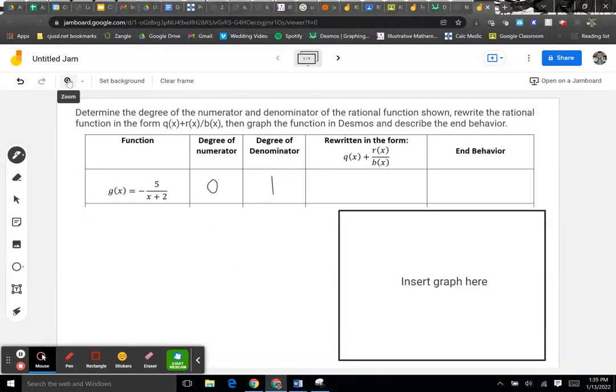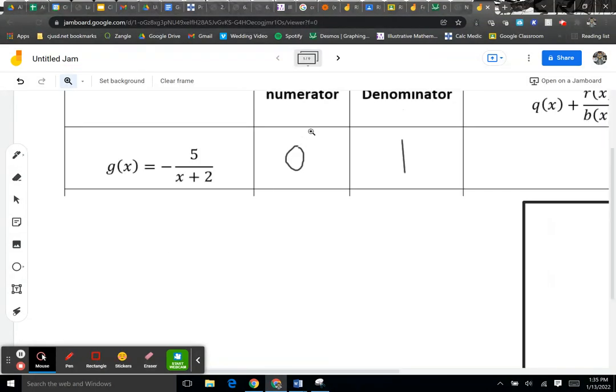divided by b of x. Well, this one's kind of weird. Since the degree of the numerator is less than the degree of the denominator, it's like we're dividing a smaller number by a bigger number. A quick example of that would be like dividing 5 by 12.